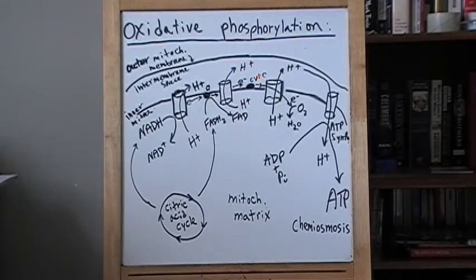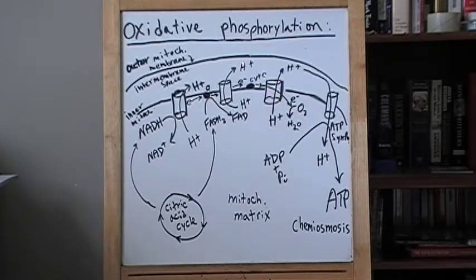And the electrons ultimately are added to oxygen. So oxygen is the terminal electron acceptor. It takes the electrons from the reduced cofactors and is reduced in the process. And so oxygen gets reduced and it becomes water. So this is where the oxygen and the water comes in.